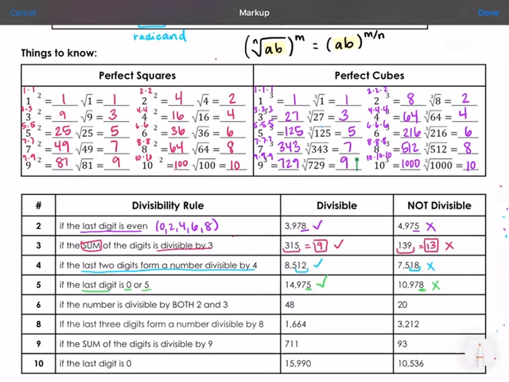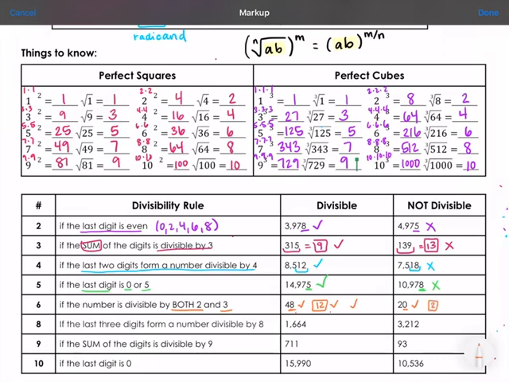The next one is 6s. We know a number is divisible by 6 if the number is divisible by both 2 and 3. So we have to look up at those rules. We know it's divisible by 2 if it's even, and by 3 if the sum of the digits is divisible by 3. So 48, it's even, so yes, it's divisible by 2. If I find the sum of the digits, 4 plus 8, that gives me 12. 12 is divisible by 3, so it's divisible by 2 and 3, so yes, it's divisible by 6.